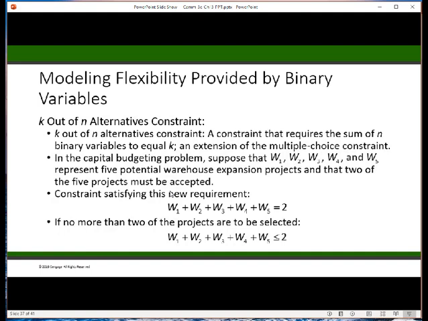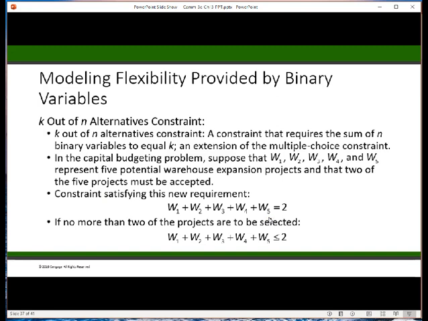Another thing we might want to do is the k out of n alternatives. So let's say we had 5 projects that we could invest in, but we only wanted to do 2 projects. So only 2 of the 5 projects would be accepted. The way we would satisfy this constraint is we would make the binary variables W1, W2, W3, W4, W5 equal 0 or 1, obviously because they're binary, and the sum of W1 through W5 is equal to 2. That way, the most they could do is 2.